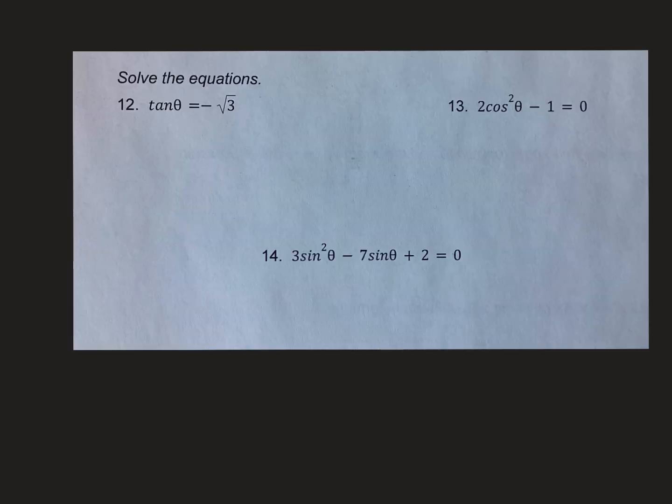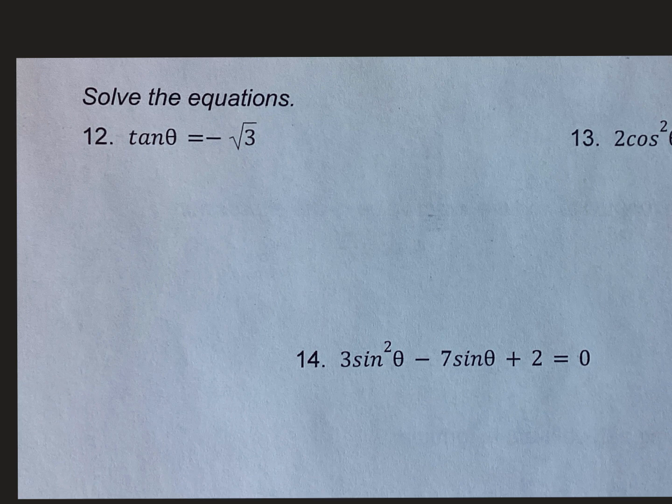Number 12, solve these equations. So number 12 is pretty simple. It's just like, where's tangent negative square root of 3? Two places. Remember, it's got to give me every place in the four quadrants. So it'll be, let's think here, quadrant 2, 2π/3, and also quadrant 4. Those are the two quadrants where tangent's negative.